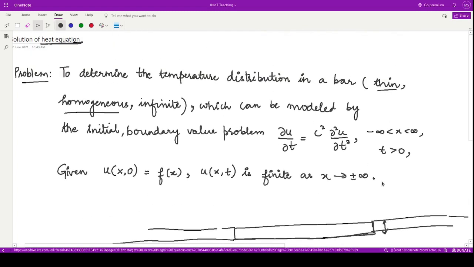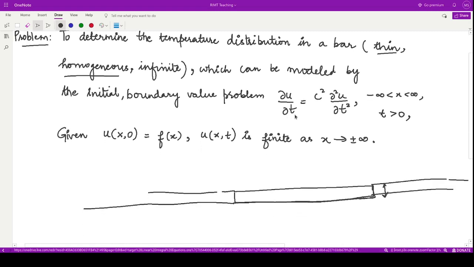So this is given to you, and we are to determine the temperature distribution in this bar, which can be modeled by the initial and boundary value problem: del u by del t is equal to c squared del 2u by del x squared, where x lies between minus infinity and plus infinity. Why? Because the bar is given to be infinite, and moreover t is greater than 0. T represents time here, so time is greater than 0. So we start from t equal to 0 and we are marching forward in time.